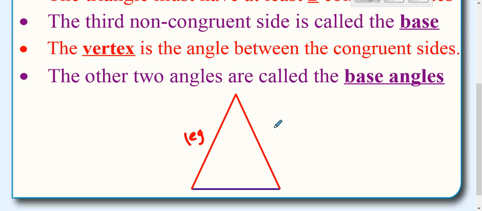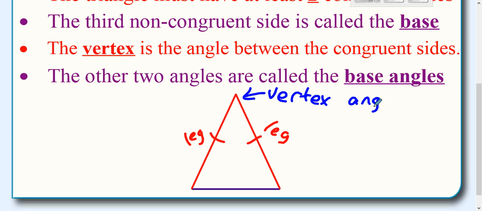So here's a leg, here's a leg. They are congruent. This angle right here is called the vertex angle. This side down here is called the base. It's the different side. And then these two angles down here are called the base angles.